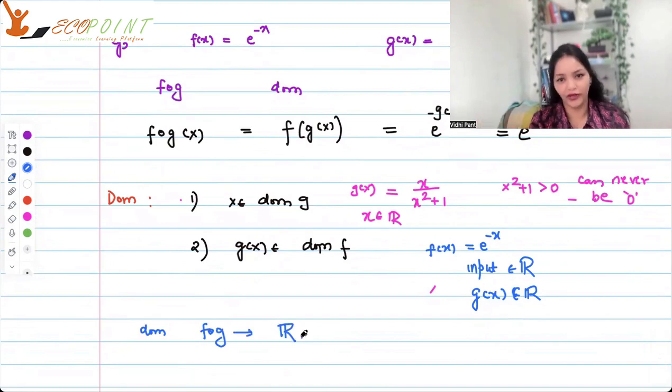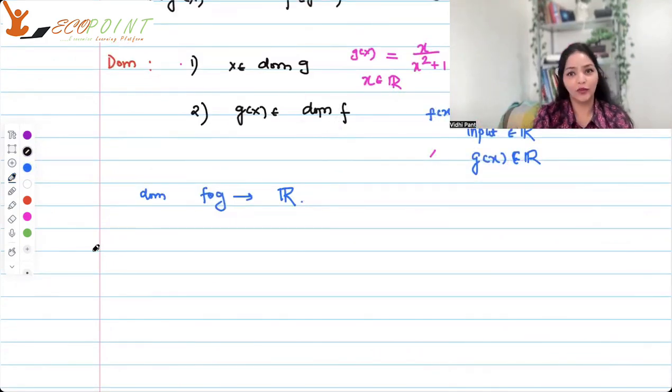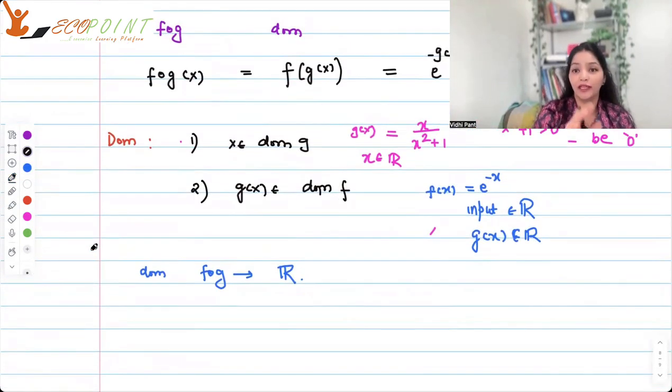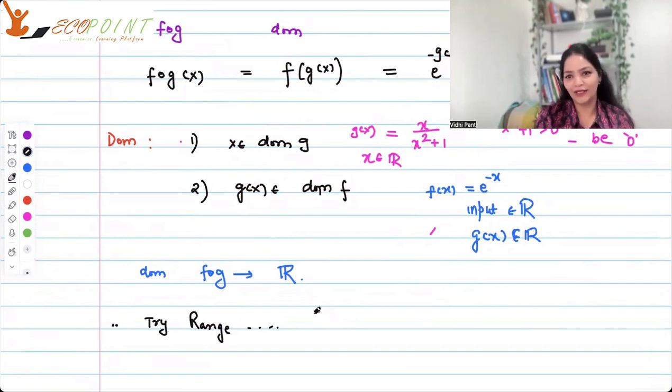All right. In this video, we have only spoken about the domain for this composition. What I would like you guys to do is to try out the range for this function. Try finding the range for this function and comment down here.